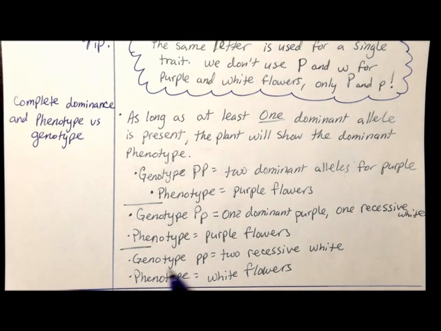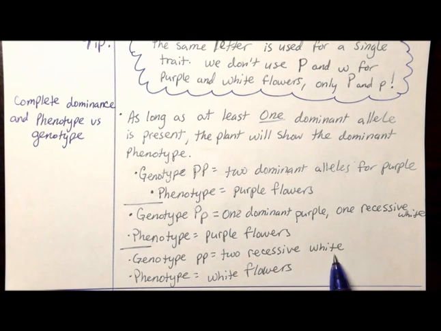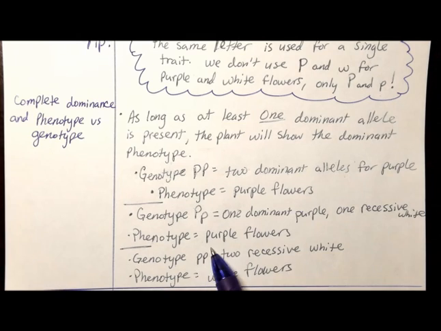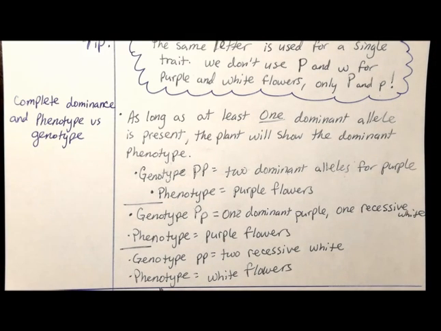And if I have genotype lowercase p lowercase p, then I have 2 recessive genes for white. I have no capital P's, I have no purples. So my phenotype, what I'm actually going to see, is white flowers.